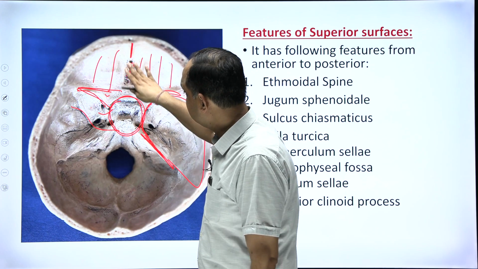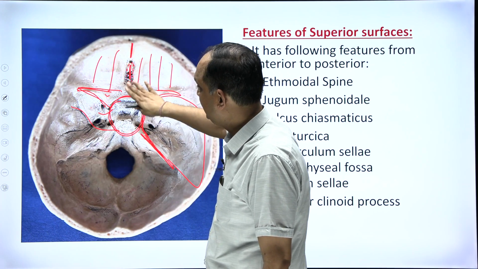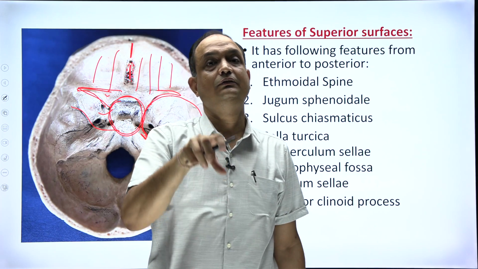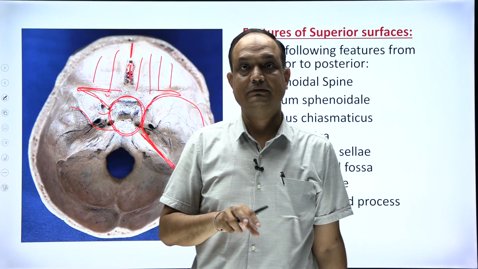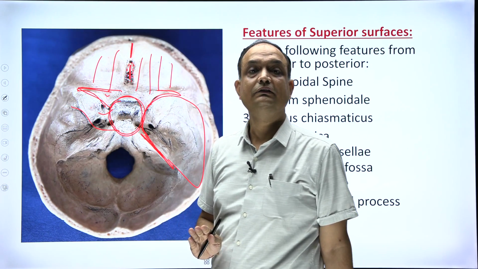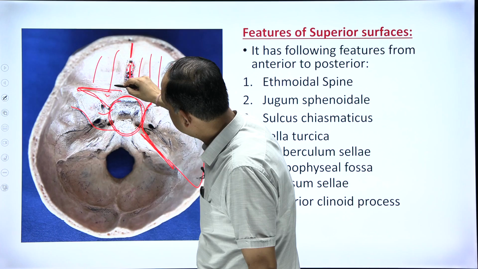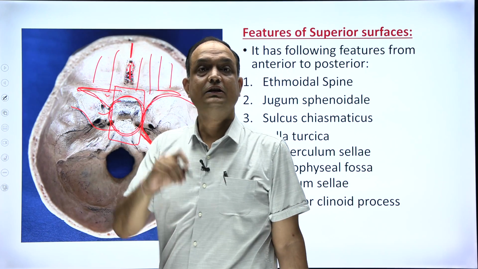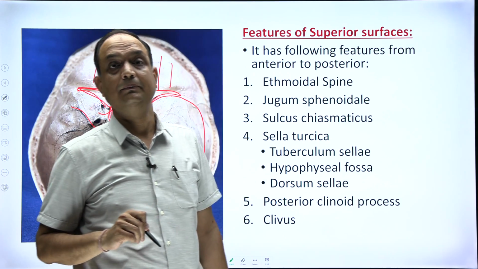Whenever you are talking about the superior surface, basically you are seeing the sphenoid through the cranial cavity, and in the midline we are going to discuss the important features seen on the superior surface of the body. We will not discuss the side part of the greater wings of the sphenoid. This part we are going to discuss in this session. So what are the structures you are able to see in the midline particularly?